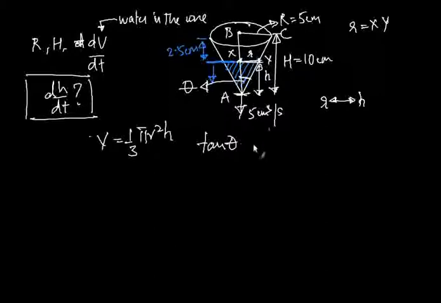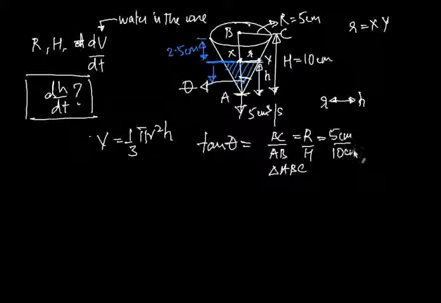If you look at the big triangle, which is ABC, then tan theta is simply the opposite side, which turns out to be BC, divided by the base, which turns out to be AB. BC is just capital R, and AB is simply the height. So this turns out to be 5 centimeter by 10 centimeter, and it turns out to be half.